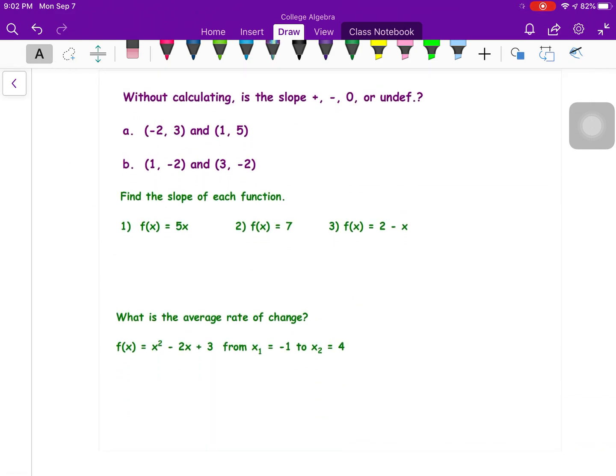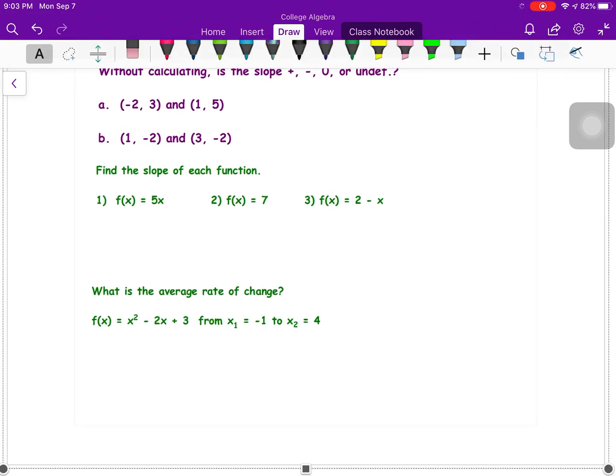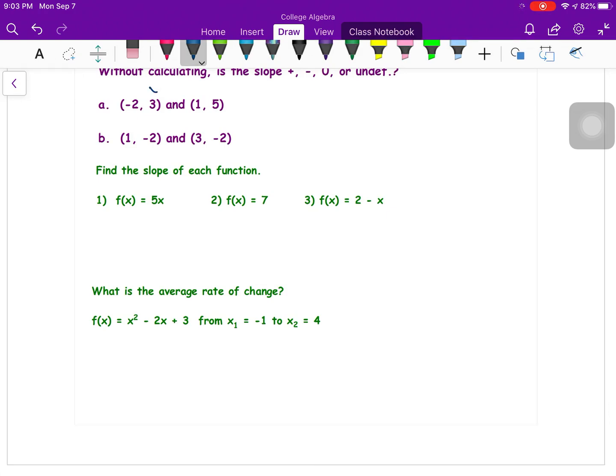This says, without calculating, will the slope be positive, negative, 0, or undefined? Well, I'm going to look here. Here is my y. My y is 3 to 5. That is a rise. Then my x from negative 2 to 1 is also a rise. Positive divided by positive will be a positive slope line.